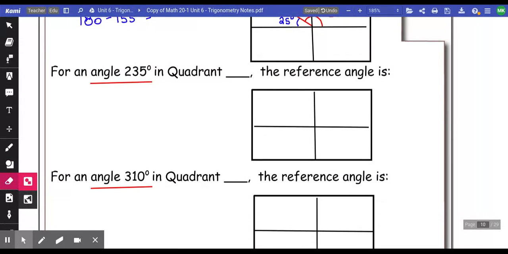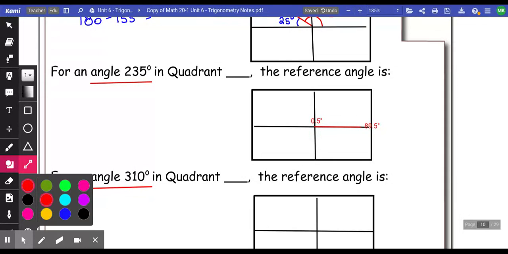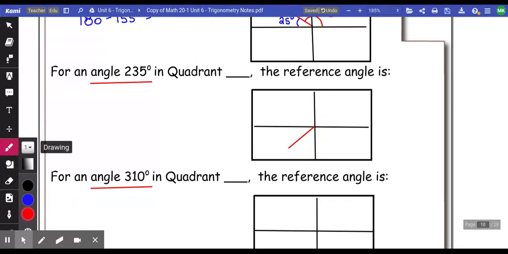For angle 235. So if you were to try to draw this, the terminal arm starts on the x-axis and goes counterclockwise. If I drew my line here, that would be 90. If I drew it here, it would be 180. If I drew it here, it would be 270. We're trying to do 235, so I should be somewhere in between 180 and 270. So somewhere in here. Let's just draw it like that. And then we do a good job labeling it.